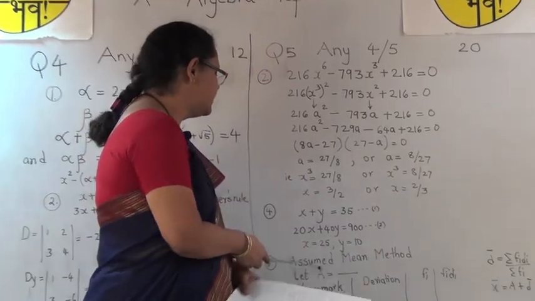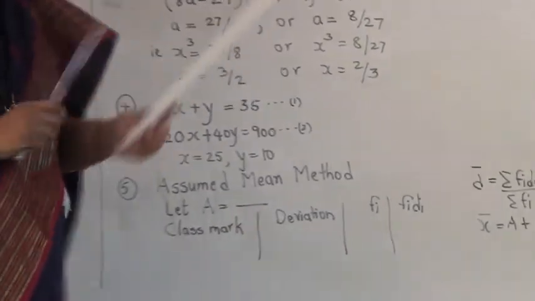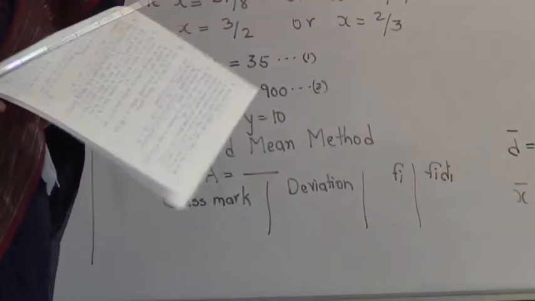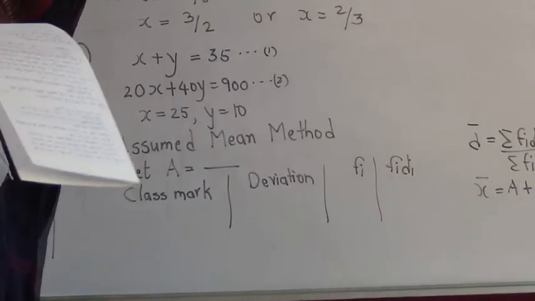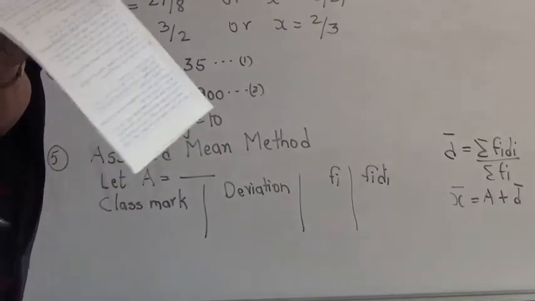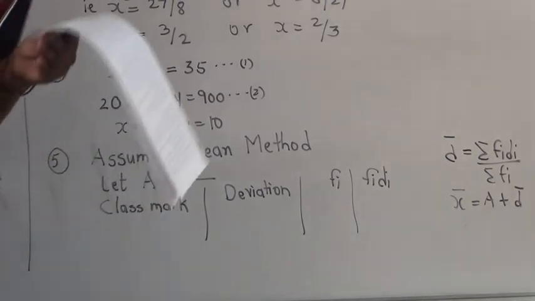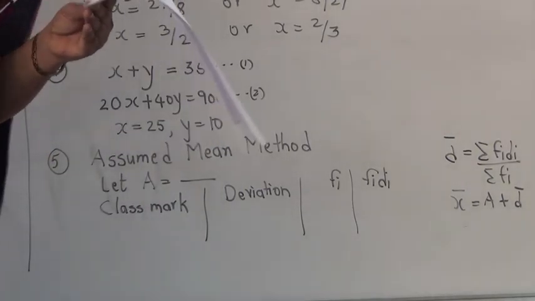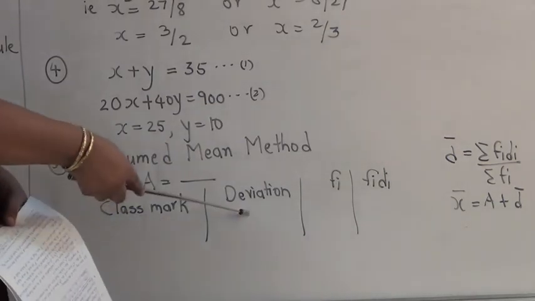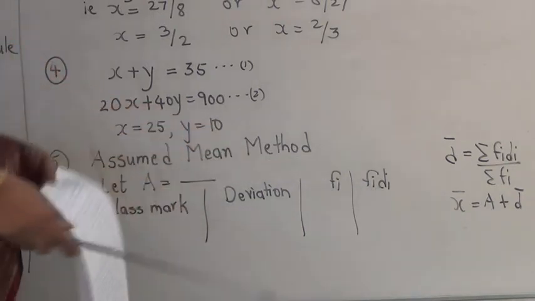Now we come to the last sum, that is sum number 5, where they have asked you to find the mean diameter of the head of the screw by the assumed mean method. Here you have to properly go through the statistics 1 chapter and understand the method, how to find out the mean by the assumed mean method, where you have to assume a is equal to a value which would come in the class marks. So accordingly make the columns of the class interval, the class mark, the deviation, frequency, and the product of fi and di.